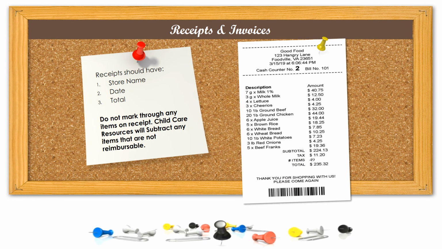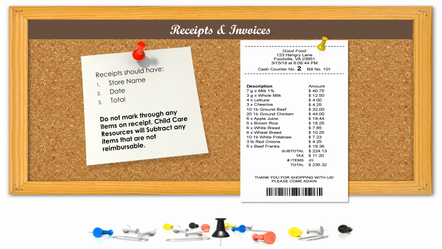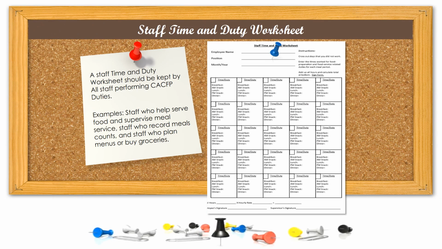One way to document costs is with receipts and invoices. Receipts should have the store name, date, and total. Do not mark through any items on your receipt. Child Care Resources will subtract any items that are not reimbursable. A staff and time duty worksheet should be kept by all staff performing CACFP duties.